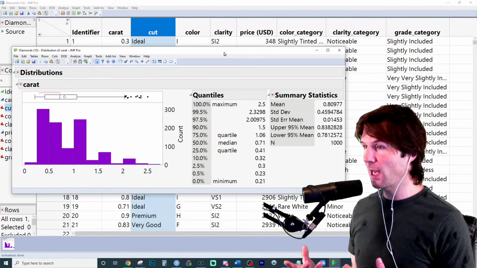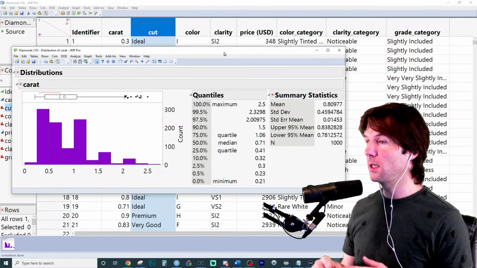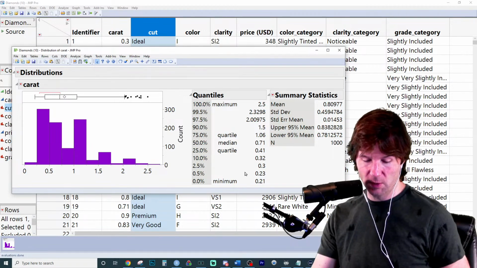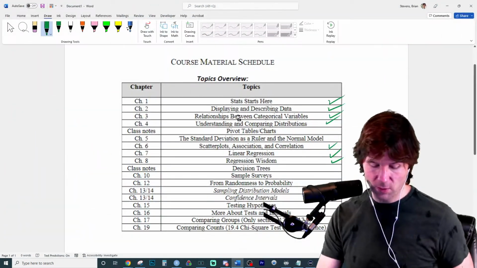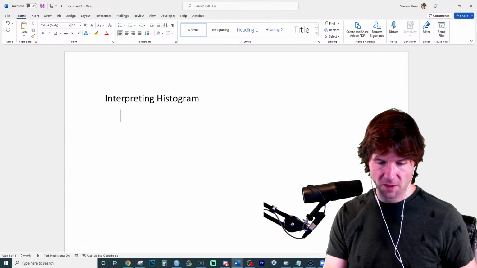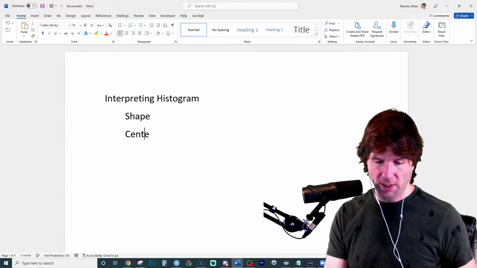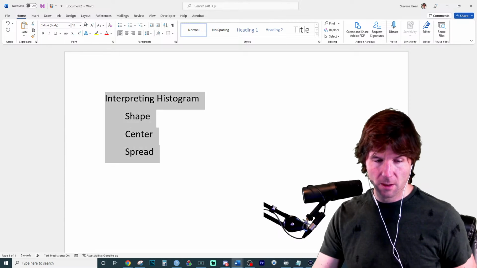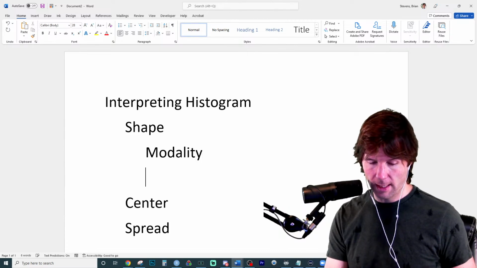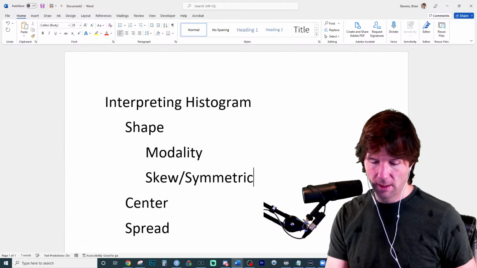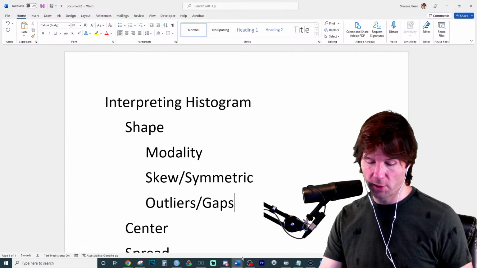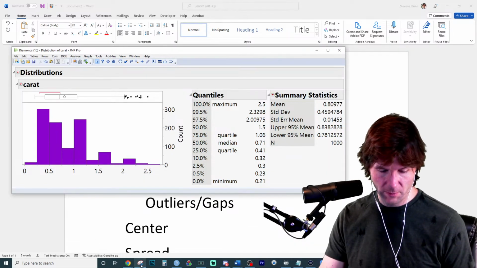You ready? So shape deals with modality. It deals with skew or symmetric and outliers and gaps. So shape has within it, and let's probably write these down. So interpreting histogram, we have shape, center, spread. Okay. So shape has in it modality. It has skew versus symmetric. And it has outliers and gaps. So how does this apply to our graphic here? Let's take a screenshot of it and bring it over to this graphic.